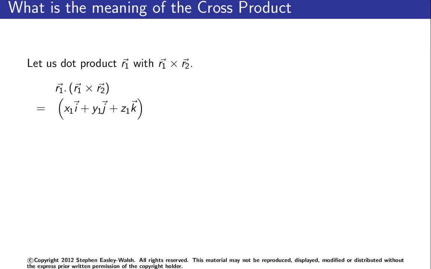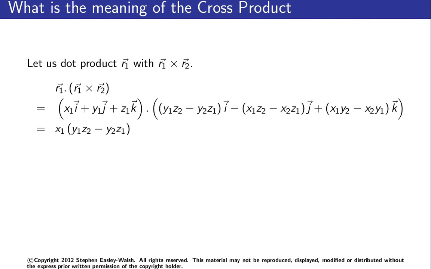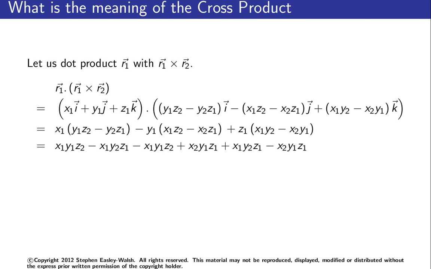Now, what is the meaning of the cross product? It's a very particular rule. It's a very big rule. Why is it so useful? Well, let us dot product R1 with R1 cross R2. So I take R1 and I dot it with my R1 cross R2 vector. So that's R1 dot R1 cross R2, which is my formula. Dot product, it's x1 times (y1 z2 minus y2 z1), and then you go on to the j part, and then you go on to the k part. Now you multiply in your x1, and then your y1 multiplies in, and then your z1 multiplies in. And if you add all these terms up, what you'll find is you'll get 0.